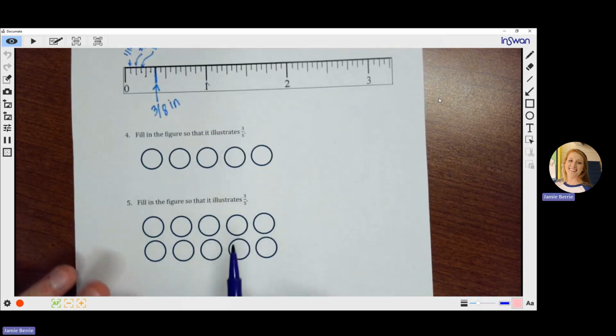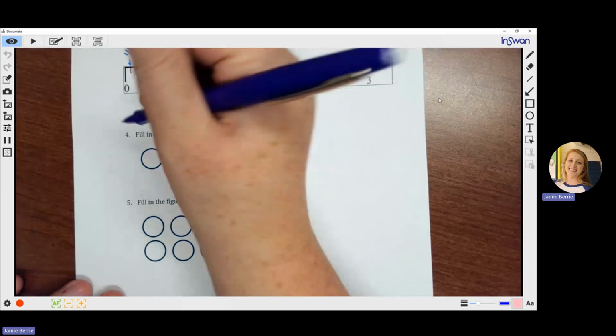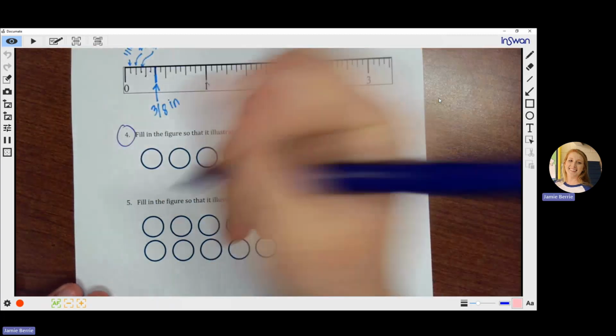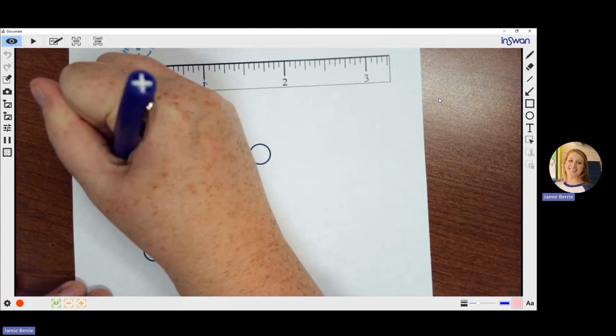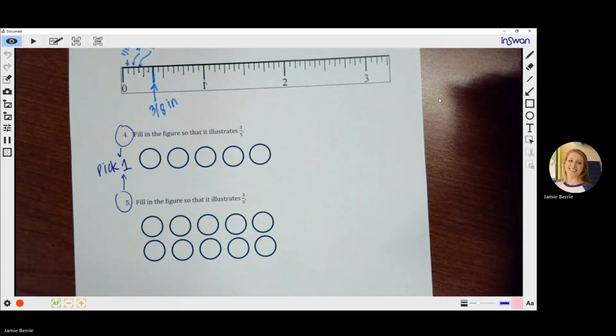All right, 4 and 5 are very similar. I do like this one, so I'm going to circle 4 and 5. Again, they're very similar, so I'll pick one of those to put on the test.